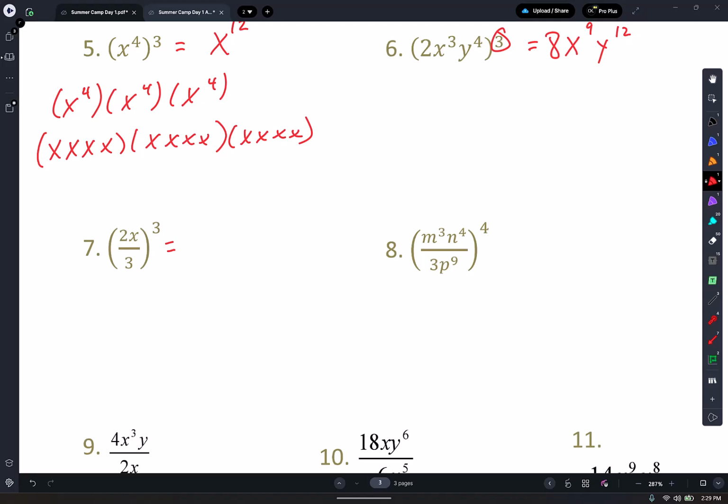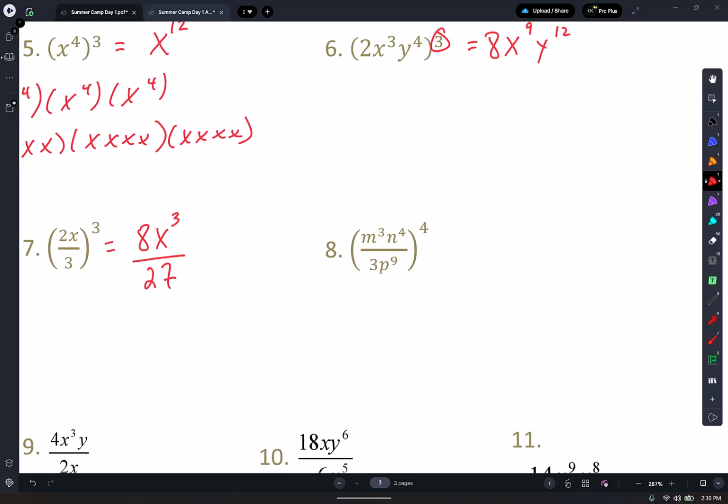All right, 2 to the 3rd. 2 times 2 is 4. 4 times 2 is 8. And then x raised to the 3rd power is going to just be x to the 3rd over 3 times 3 times 3. Well, let's do the first one. 3 times 3? And 9 times 3? 27. It's okay, guys. This is a safe space.